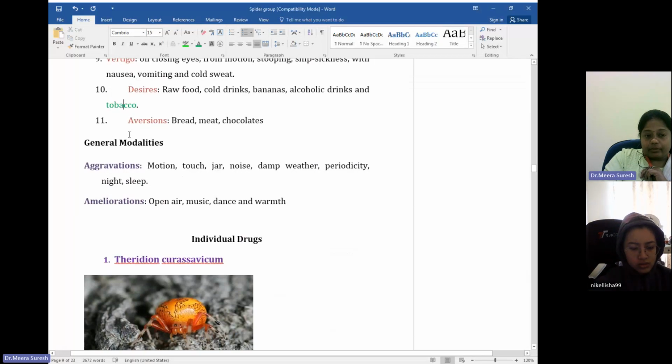General modalities, they have aggravation and amelioration. Least touch, because we saw that they're highly sensitive. So least touch, least motion is aggravation. Night there is aggravation, sleep there is aggravation, and this symptom, the aggravation in night, aggravation in sleep, and even periodicity, we see in another drug. You know, another characteristic drug where there is night aggravation, sleep aggravation, and periodicity. Another animal drug, or animal group.